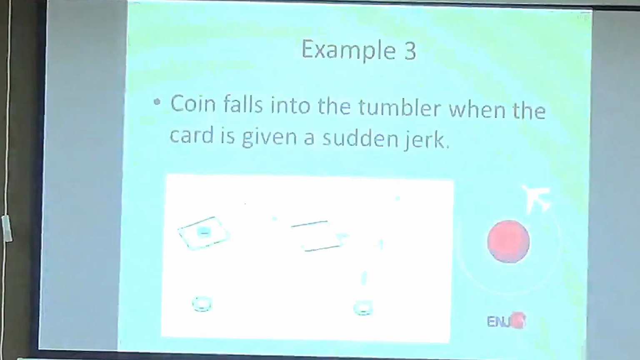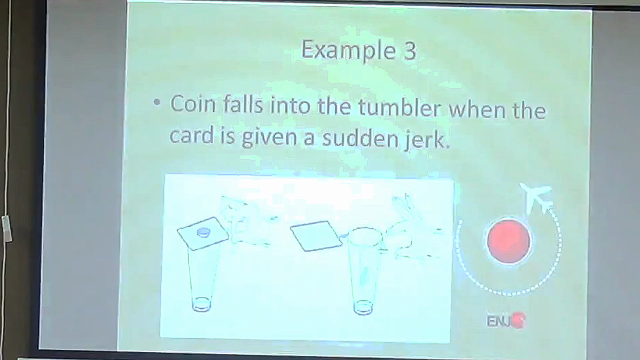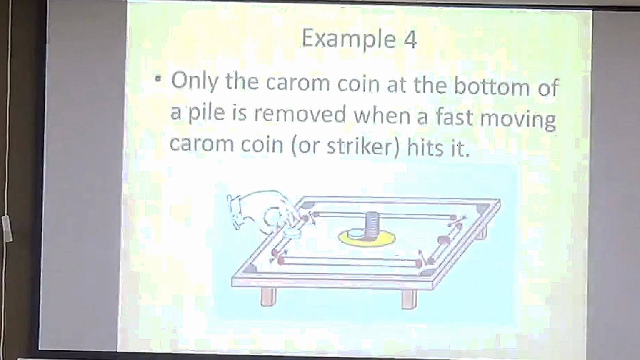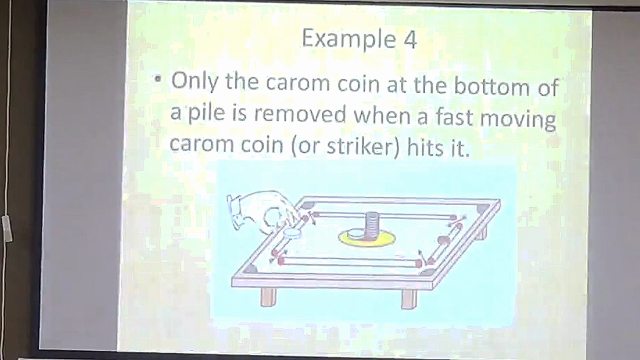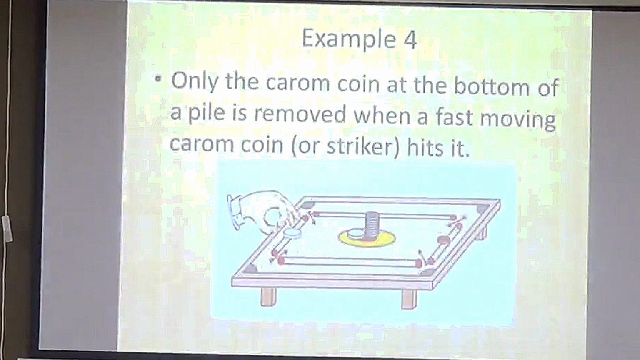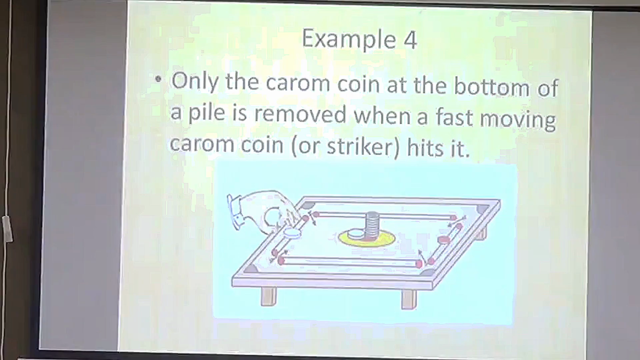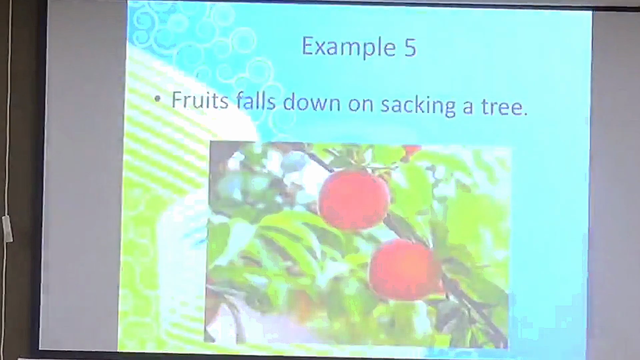Another example which you can perform in the lab or at home: there is a glass, a card and a coin. When the card is flipped, the coin falls in the tumbler due to inertia of rest. When there are carom coins on the carom board and we strike it, only the lower coin comes out. Why do the rest of the coins remain there? Because of inertia of rest. Example 5. Fruits fall down on shaking a tree because, again, of inertia of rest.